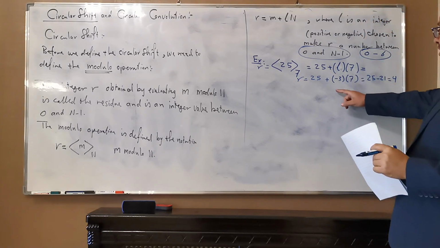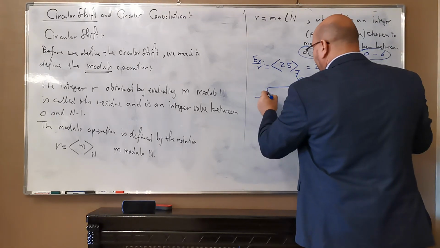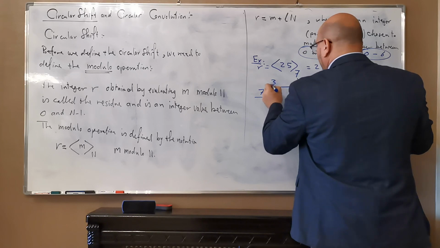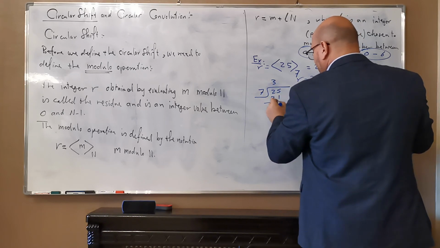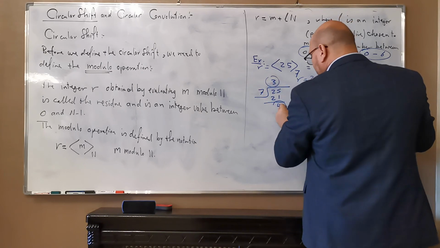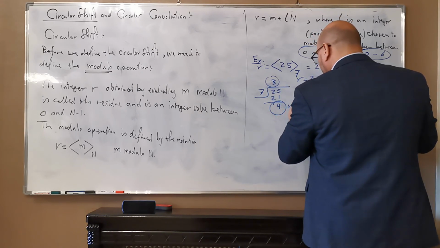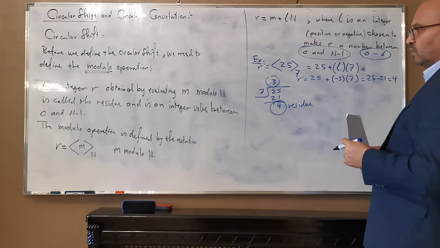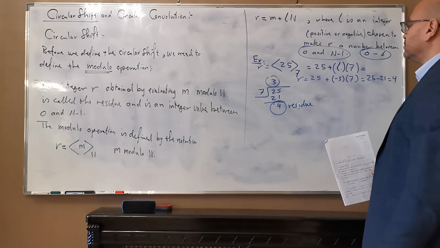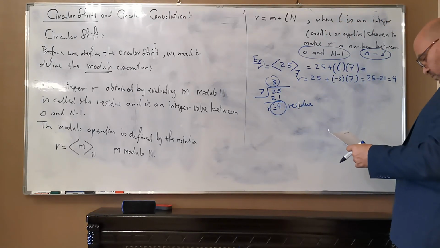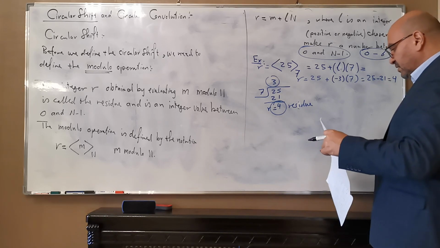And actually, if you divide 25 by 7, you have a 3. 3 times 7 is 21, and if you take the difference, it's 4. So we are going to take the residue. The residue is equal to 4. So our r is equal to 4. So this is the case for the positive integers.